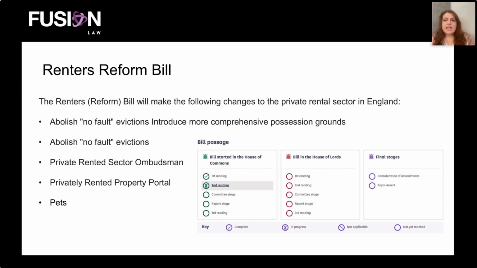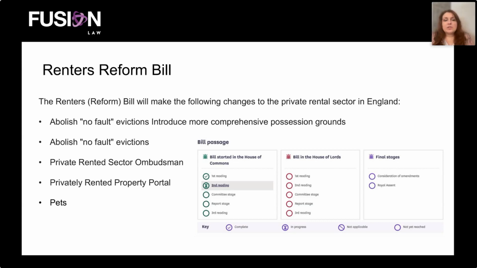For example, landlords will now only be able to increase the rent annually by giving 2 months' notice, and the tenants will be able to challenge that increase in the first tier tribunal. A private rented sector ombudsman will also be introduced, which will make it easier to complain about landlords, and tenants will be given the right to request to have a pet in the property, which the landlord cannot unreasonably refuse.